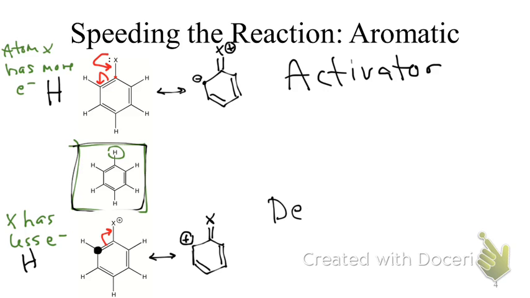We can call it a deactivator. Okay? The other thing that we can go through and do, which you'll see in lecture, is for each of these species, we can also predict where the electrophile is going to go. In the case of the activator, where did I put negative charge? On the carbon. Which carbon? One on the left. Good call.